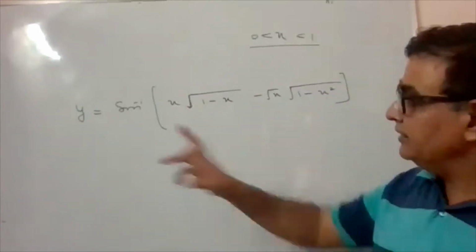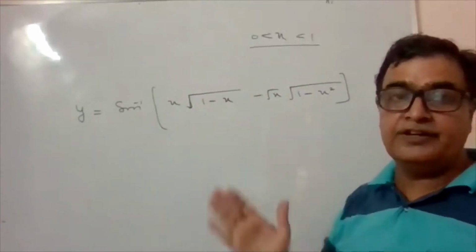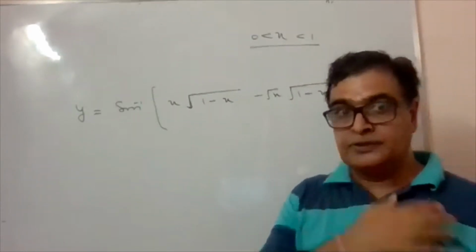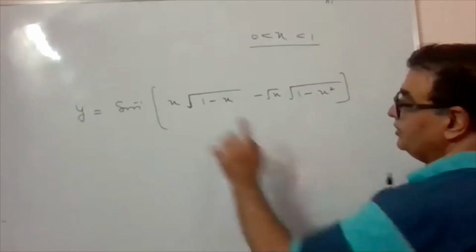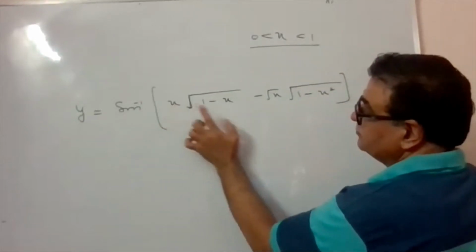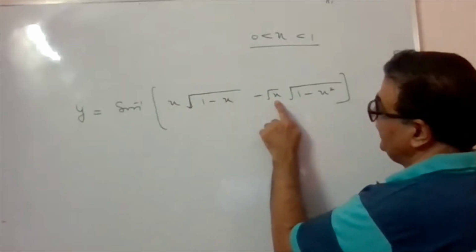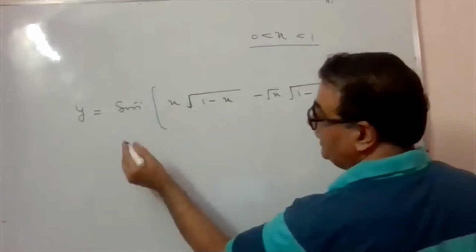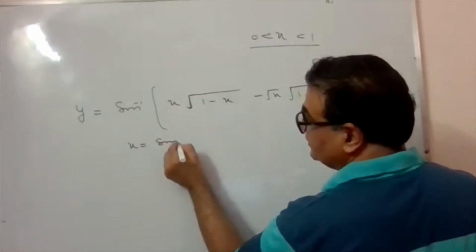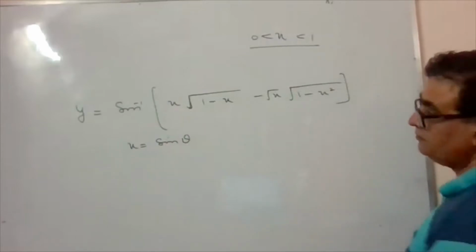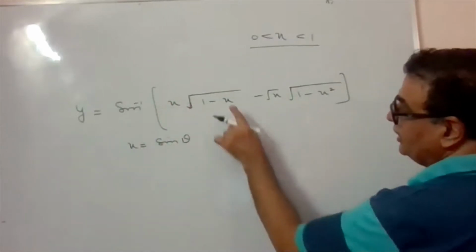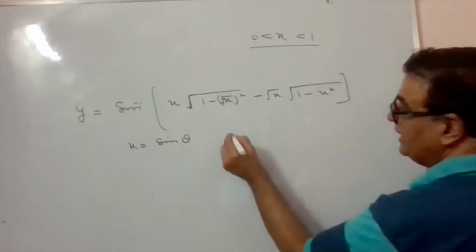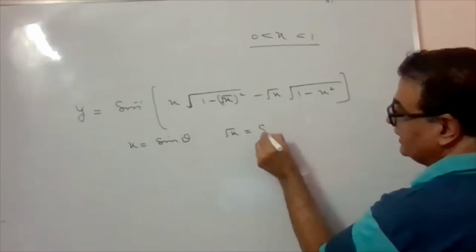Outside is sine inverse, so I want to create this in terms of sine, and then we should simplify. So here in this case, just check. This is x, this is root 1 minus x, this is root x, and this is 1 minus x squared. One thing you should keep in mind: let x be sine theta. So this will be sine theta. Here we write this as root x whole square. Then I take root x to be sine of phi.